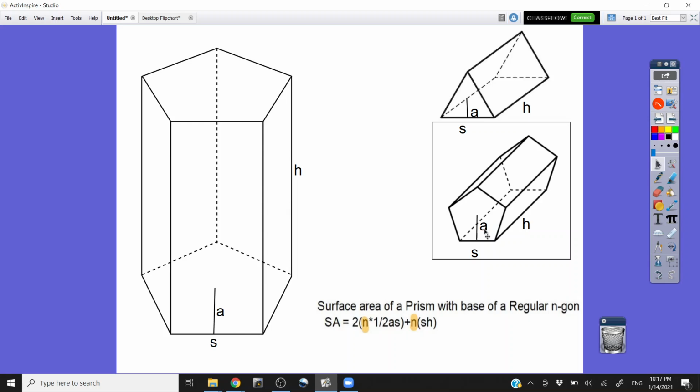Anyway, so apothem goes there and apothem goes there. So just to note, that's how we would label these things. And then in this case, the n value here would be 3 because this is a triangle. N here would be 5 because this is a pentagonal prism.